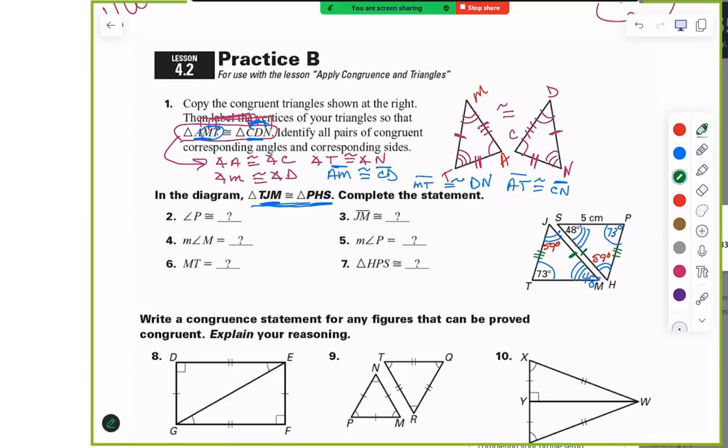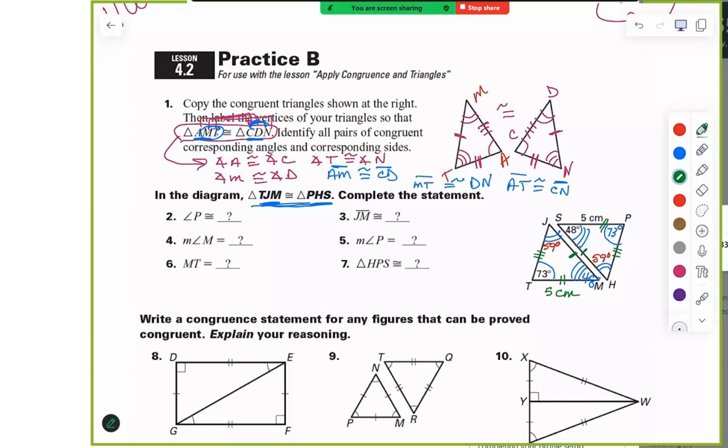And then the last one would be TM is congruent to PS. So that's across from the double. Make that a double, make that a double, and now I can make that 5 centimeters. Okay, so now I've done all this work over here. Now, and only now, do I want to go back and answer the questions.